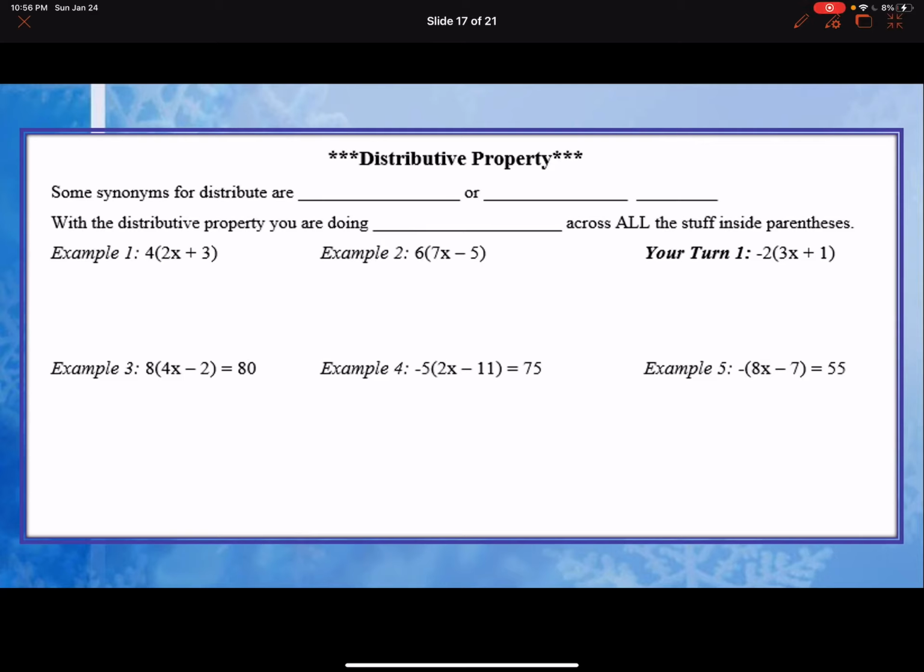All right, so this is our last section for our guided notes today, distributive property. Some synonyms for distribute are share or hand out. So with the distributive property, you are doing multiplication across all the stuff inside the parentheses.